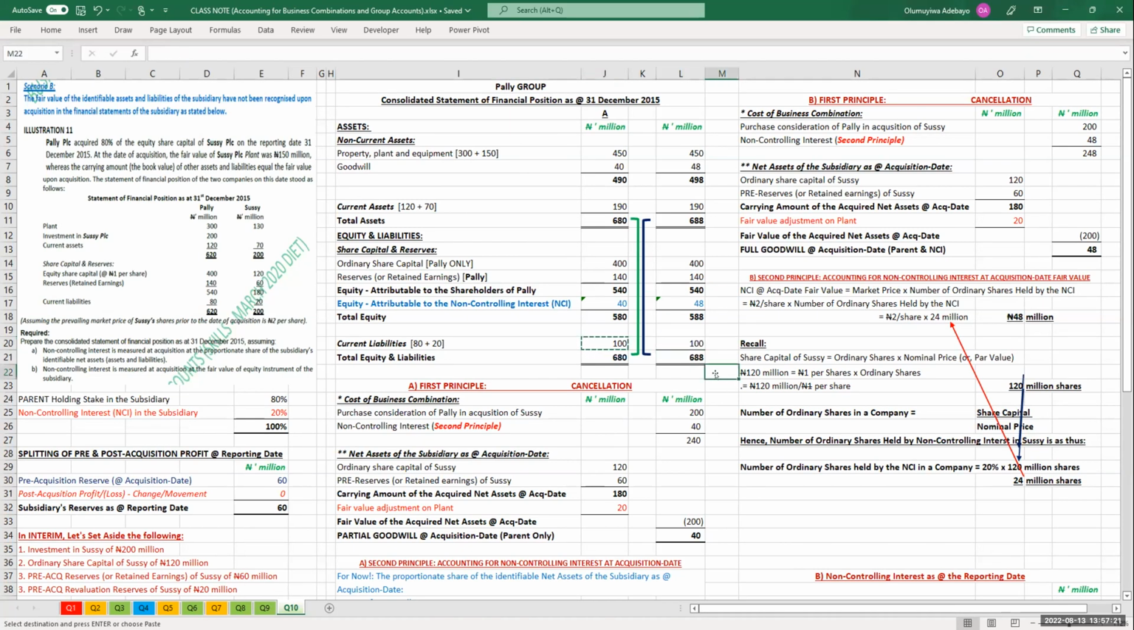Now, what we have deduced here is that we are going to get the same results with or without the accounting policy of the subsidiary supporting fair value requirements. And that is what I've tried to achieve with these two illustrations. Any question on this so far?